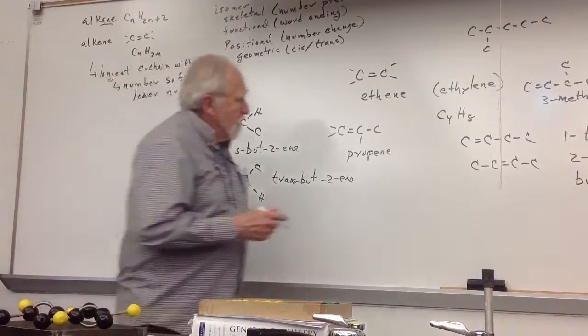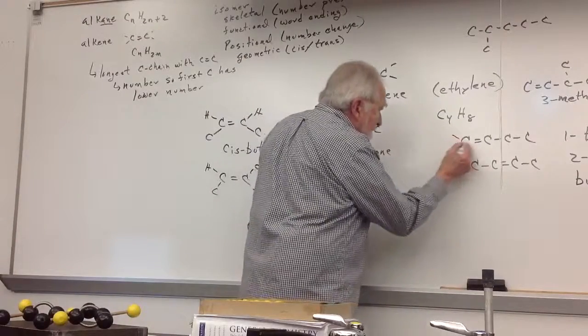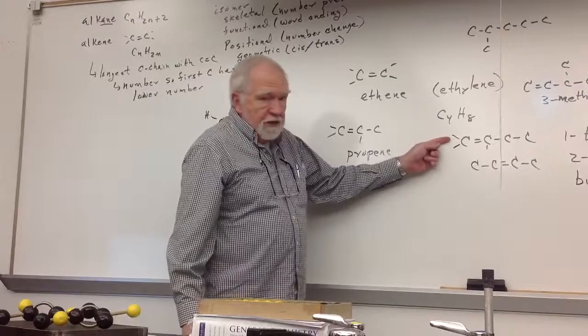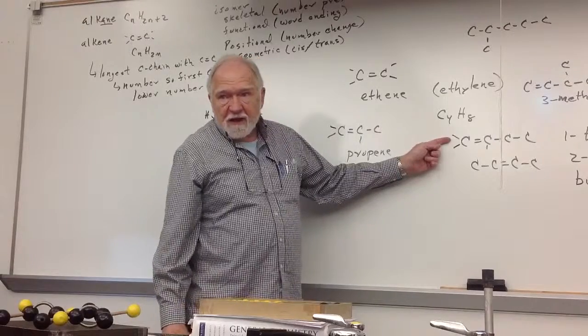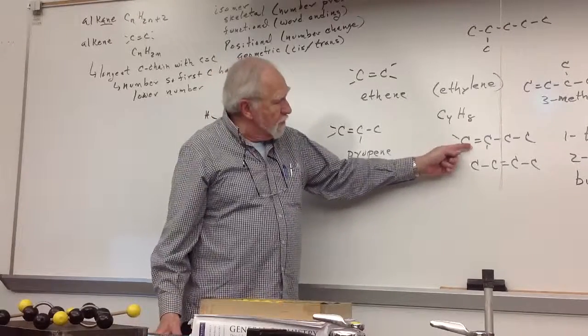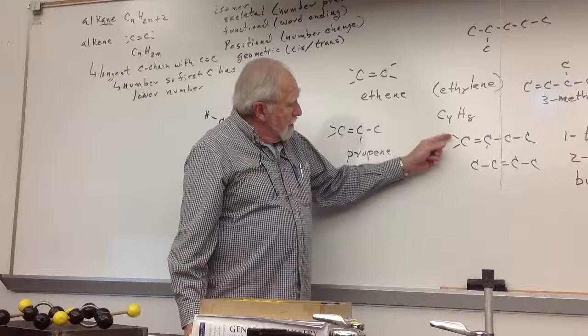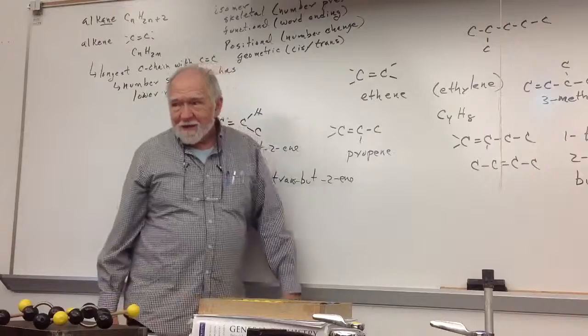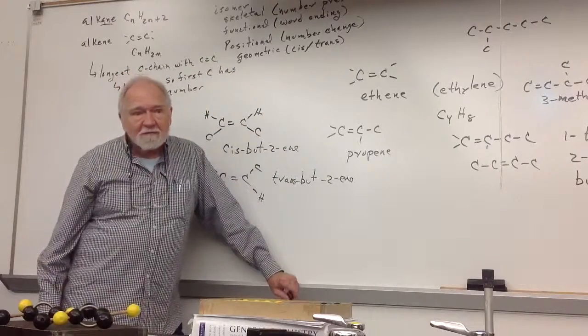And notice here, since these two groups are both hydrogens, you can't have cis-trans isomerism even though there's a double bond, because this hydrogen looks the same as this hydrogen. So if I flop it around or whatever I do, I don't end up with a different molecule.